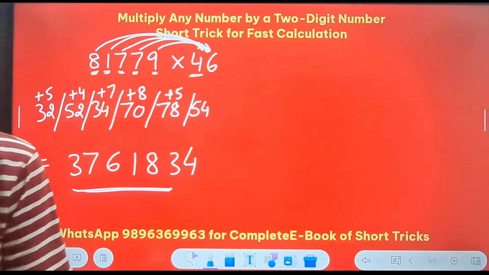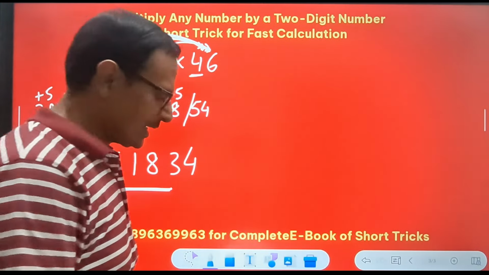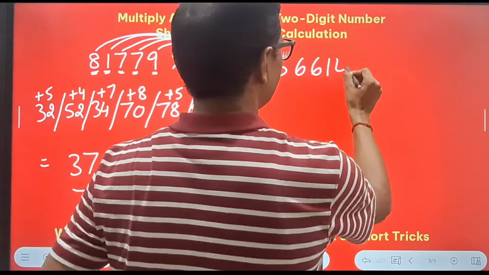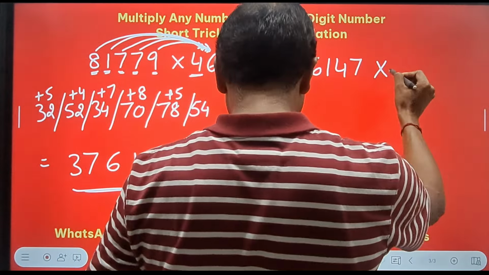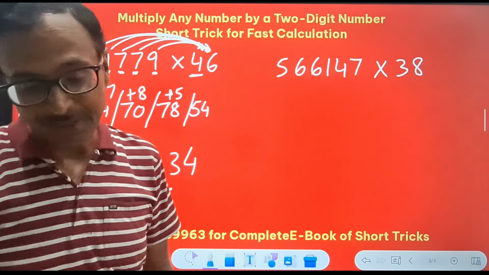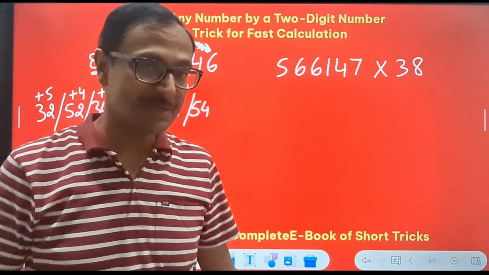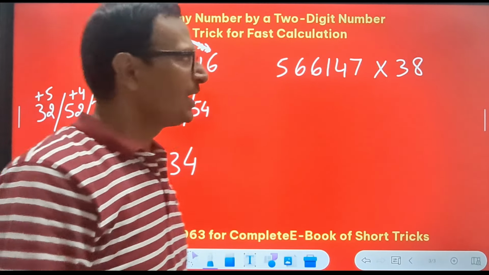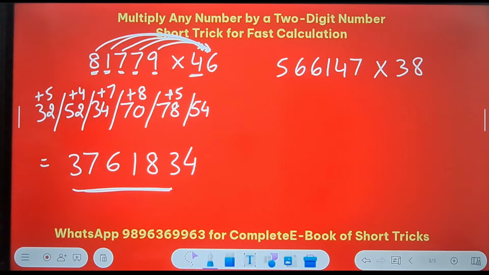Multiplication of big numbers by 2-digit numbers simplified for you. One final example, and this time a more challenging question. Let me take 5 6 6 1 4 7 and multiply it by 38. You can even do it by 78, 88, 86, whatever number you want to take here, to any 2-digit number. So let's challenge ourselves yet again, one more time, final time for this video.